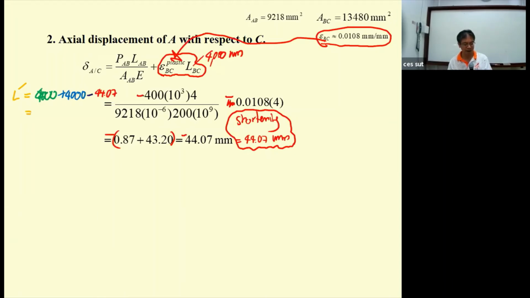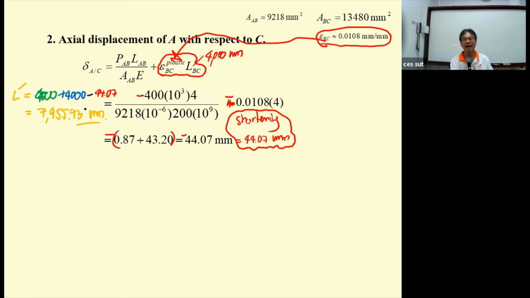That is going to be 8,000 minus 44.07. That is going to be 7,955.93 millimeter. That is the length of the column under the forces.